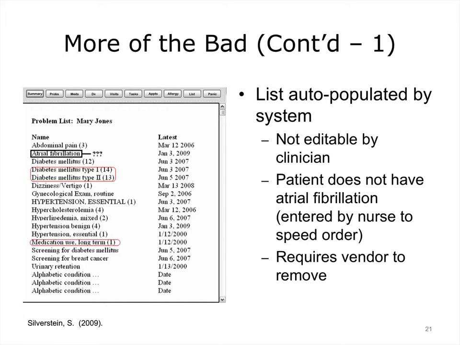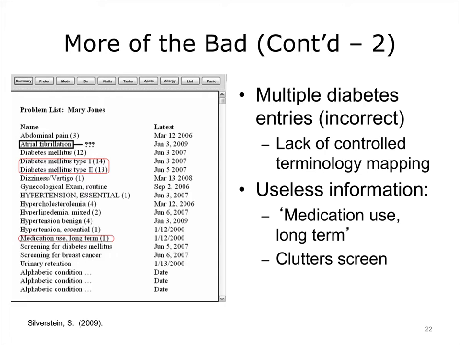Unbelievably, the wrong entry can only be removed by the vendor. Thus, the multiple diabetes diagnoses, only one of which is accurate. Lack of controlled terminology makes term management difficult. The list also includes useless information such as the medication use long-term item.